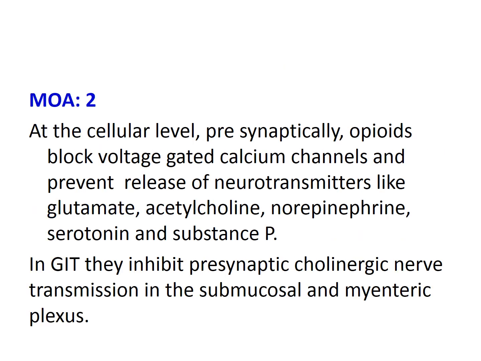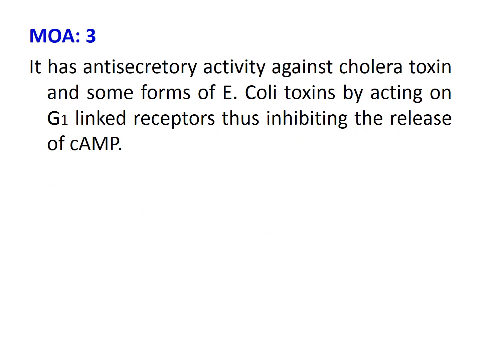Another mechanism of action is that at the cellular level, presynaptically, opioids block voltage-gated calcium channels and prevent release of neurotransmitters like glutamate, acetylcholine, norepinephrine, serotonin, and substance P. In the GIT, they inhibit presynaptic cholinergic nerve transmission in the submucosal and myenteric plexus. Loperamide also has anti-secretory activity against cholera toxin and some forms of E. coli toxins by acting on Gi linked receptors, thus inhibiting the release of cyclic AMP.